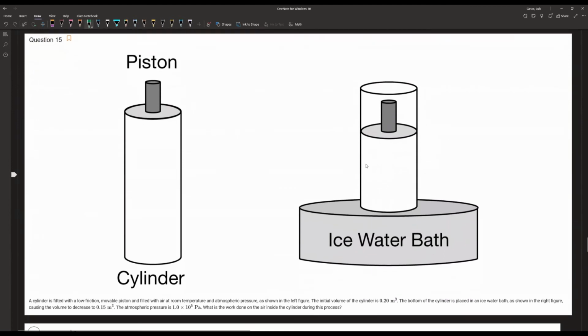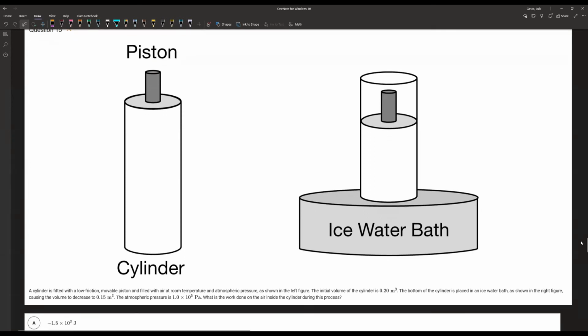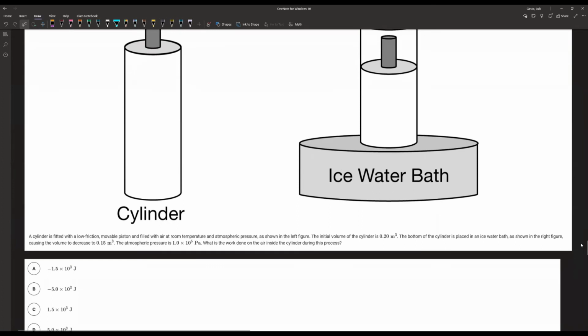Let's go to number 15. A cylinder is fitted with a low friction movable piston and filled with air at room temperature and atmospheric pressure as shown in the figure. The initial volume of the cylinder is 0.2 meters cubed, and the bottom of the cylinder is placed in an ice bath as shown in the figure on the right, causing the volume to decrease to a value of 0.15 meters cubed. The atmospheric pressure is 1 times 10 to the 5 pascals. And the question is, what is the work done on the air inside the cylinder during this process?